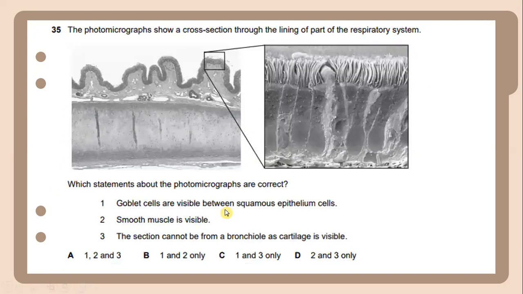Number 35, the photomicrograph shows a cross-section through the lining of parts of the respiratory system. Which statements about the photomicrograph are correct? So the answer will be goblet cells are visible between squamous epithelial cells and the smooth muscle is visible.